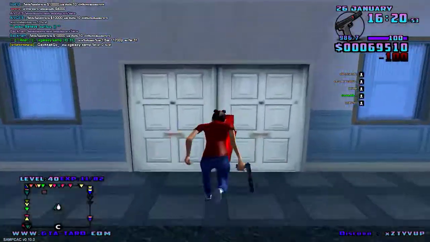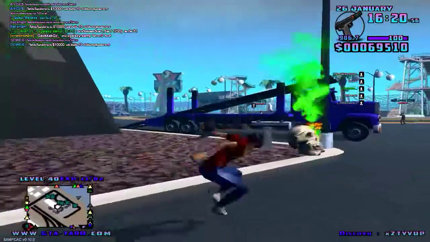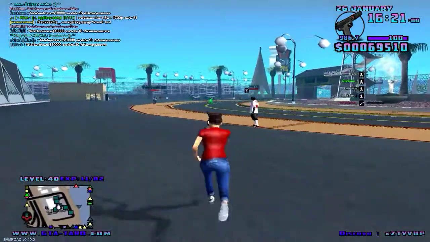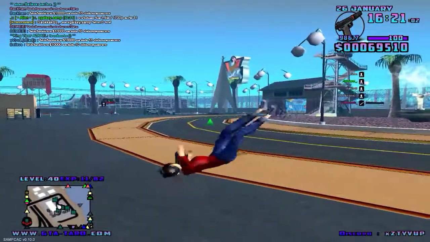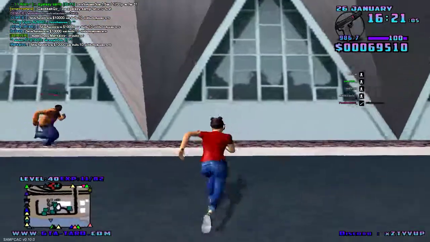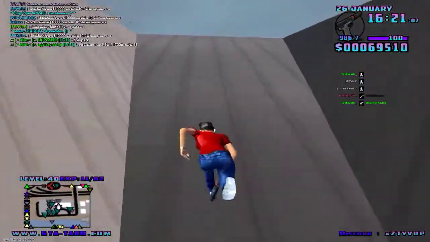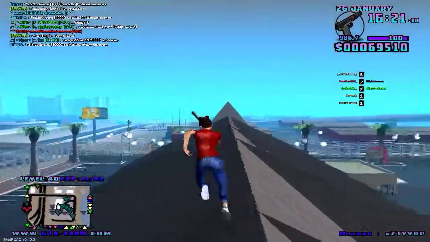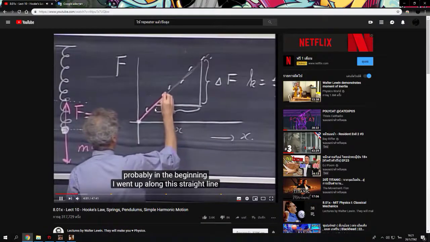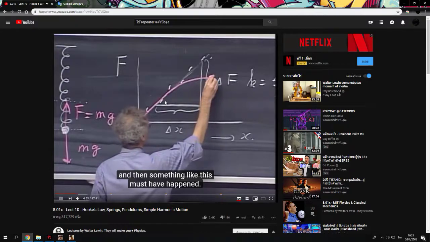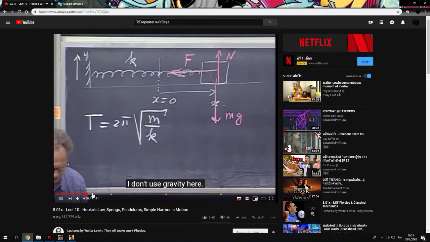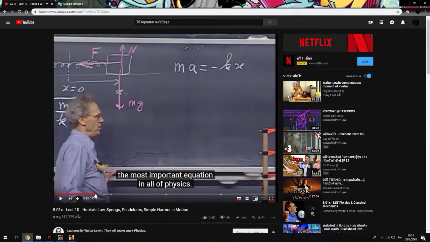Look, that's easy. For sure, Hooke's law is no longer active. It's longer than it was before. So there comes, of course, a limit to how far you can go before you permanently deform the spring. What I have done now with that spring, probably in the beginning, I went up along this straight line, and then something like this must have happened.